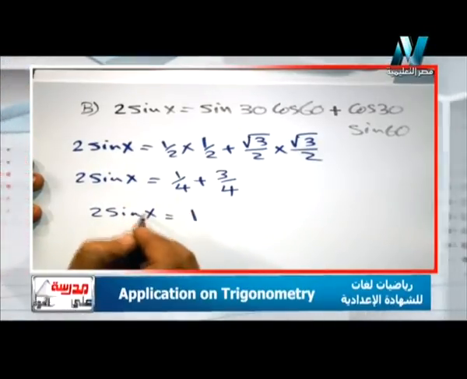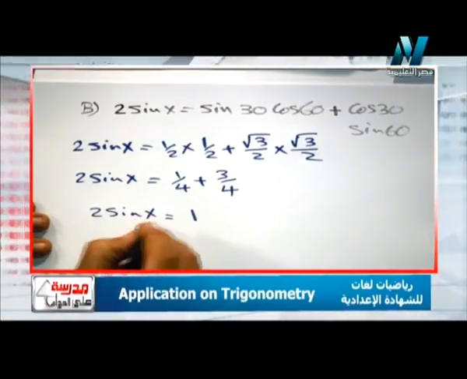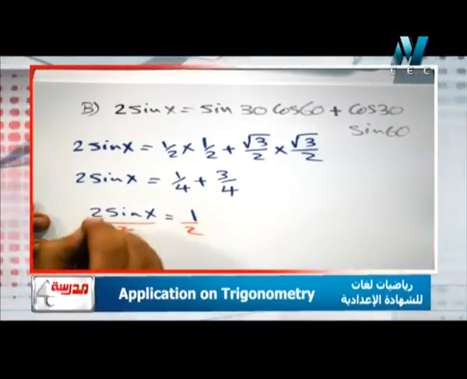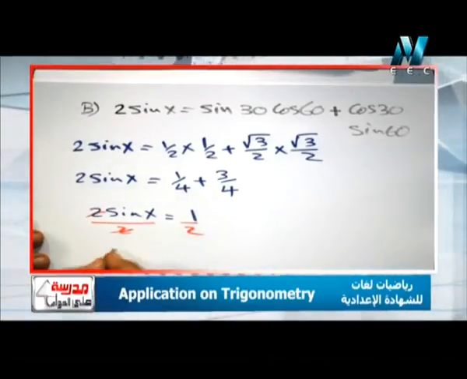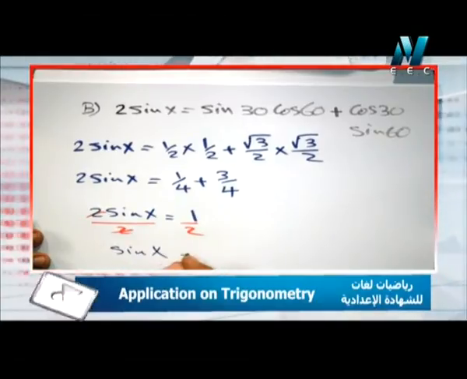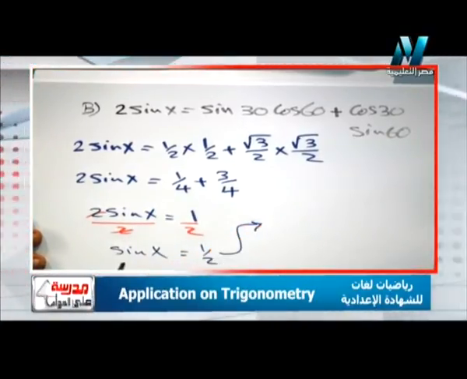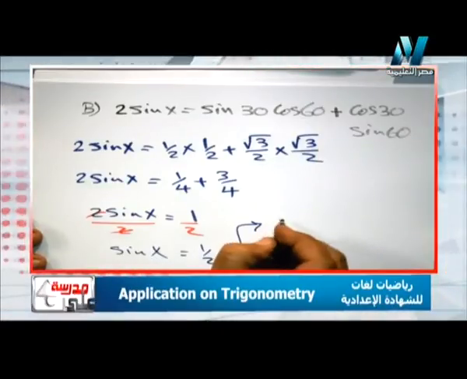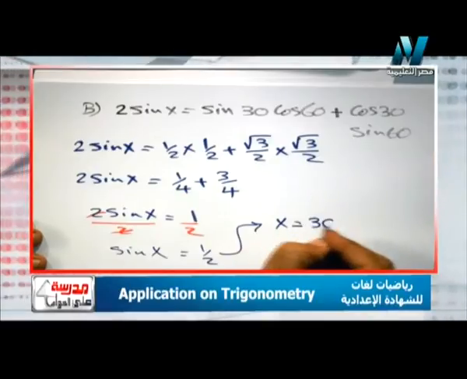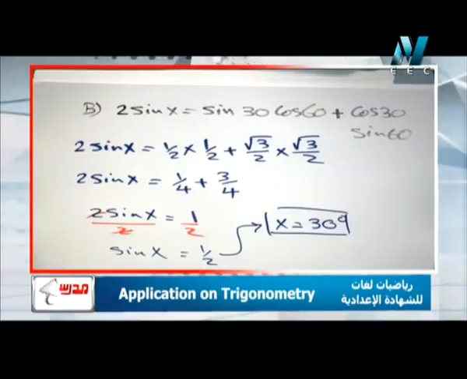When I want to find sine x, I'm going to divide the two sides of the equation by 2. So I'm going to cancel 2 by 2, simplifying. So sine x equals 1 over 2. And as long as sine x is 1 over 2, the angle whose sine is 1 over 2 is 30 degrees. So x here equals 30 degrees, and this is what we have in this exercise.